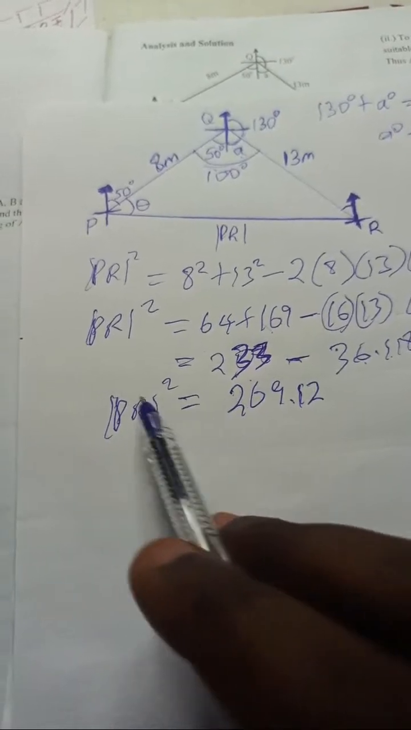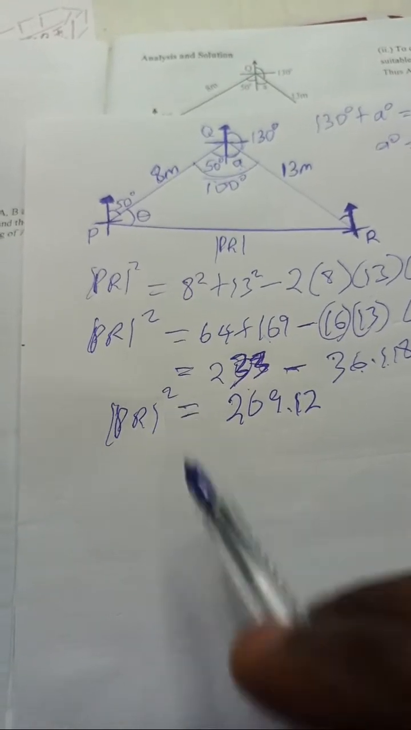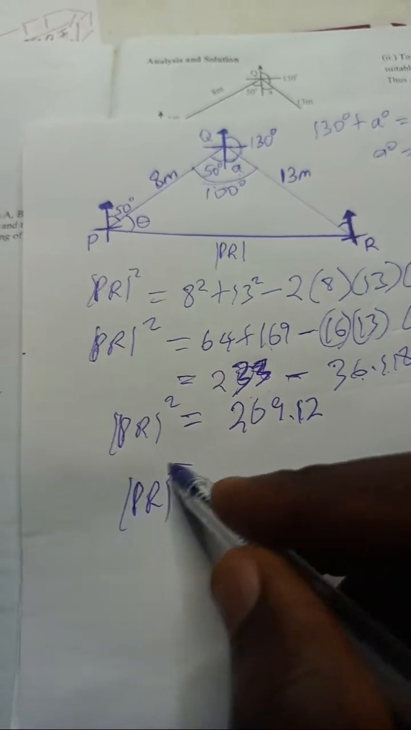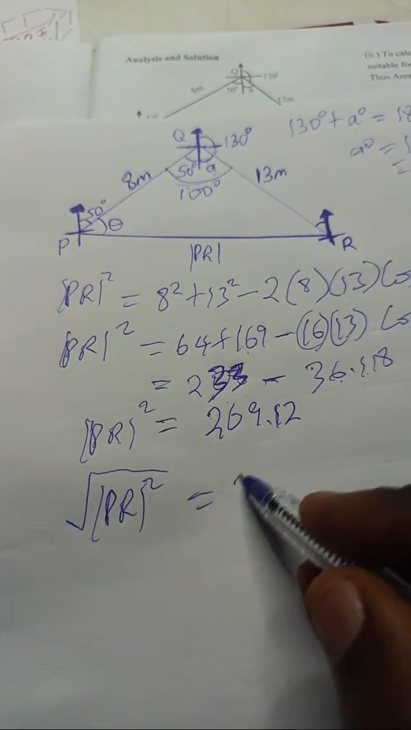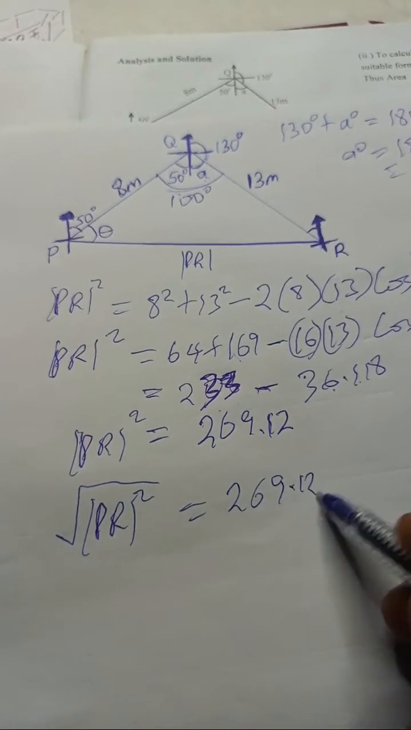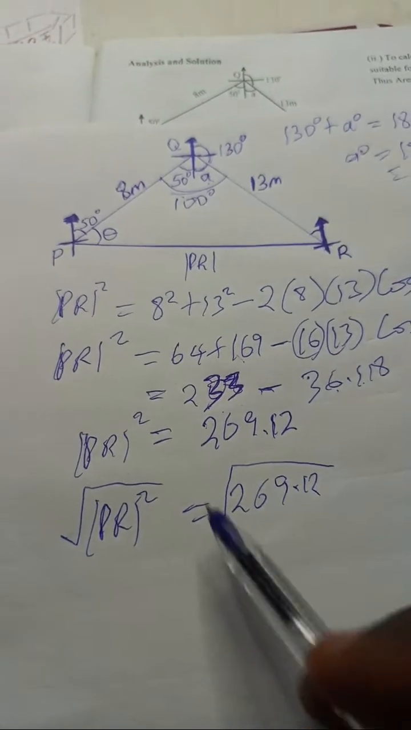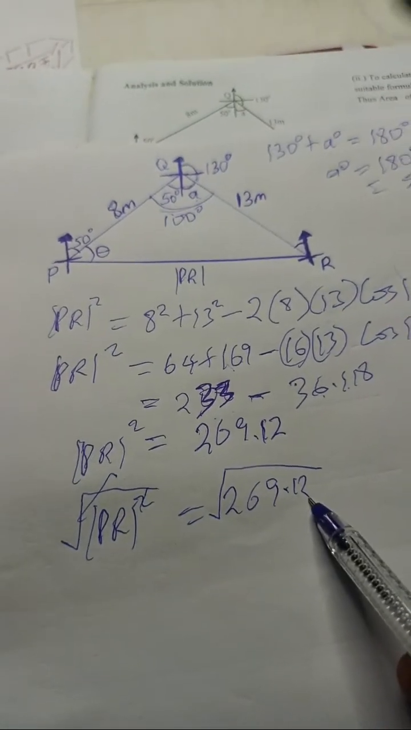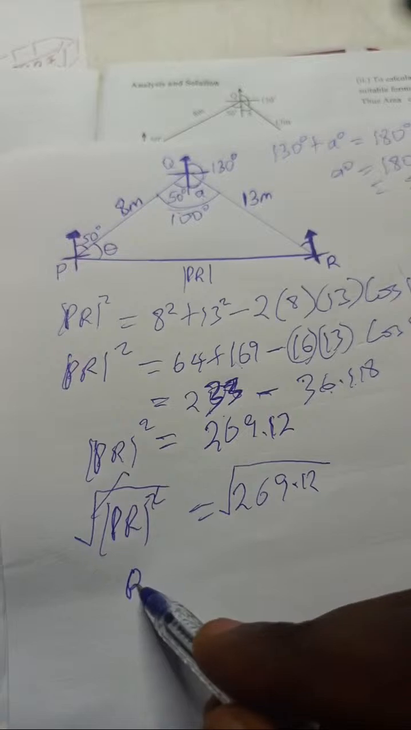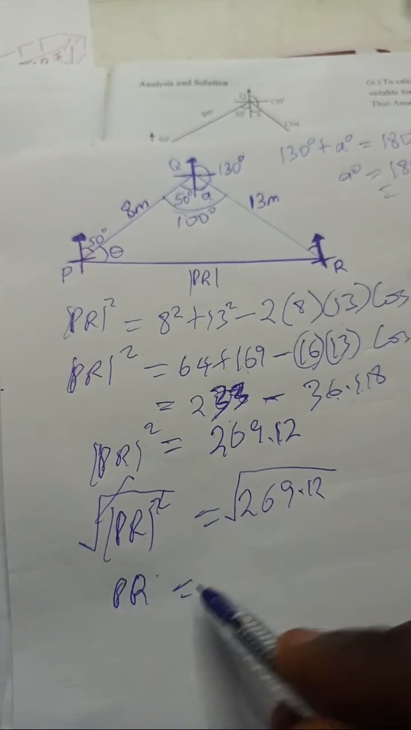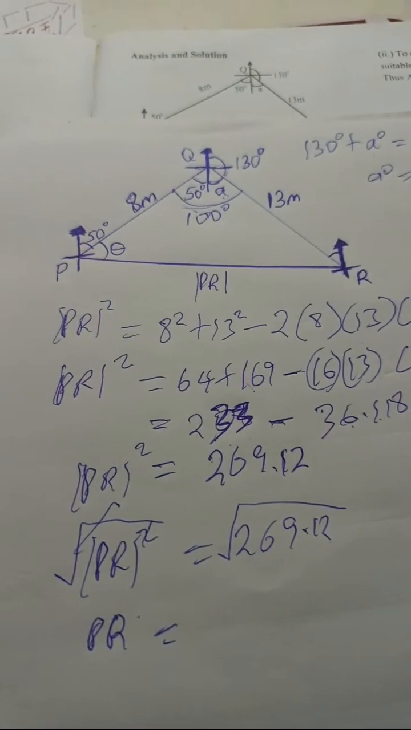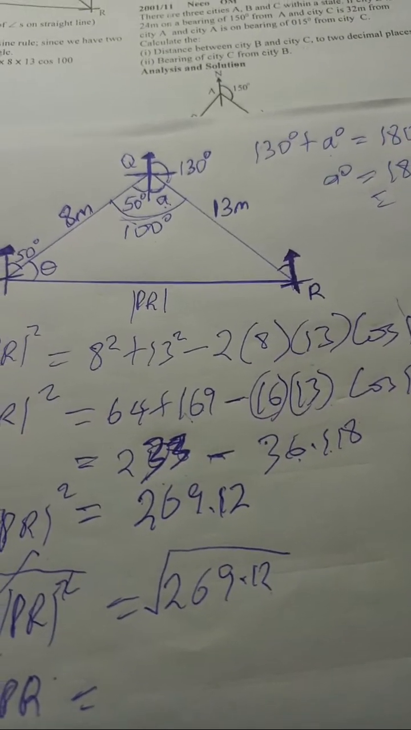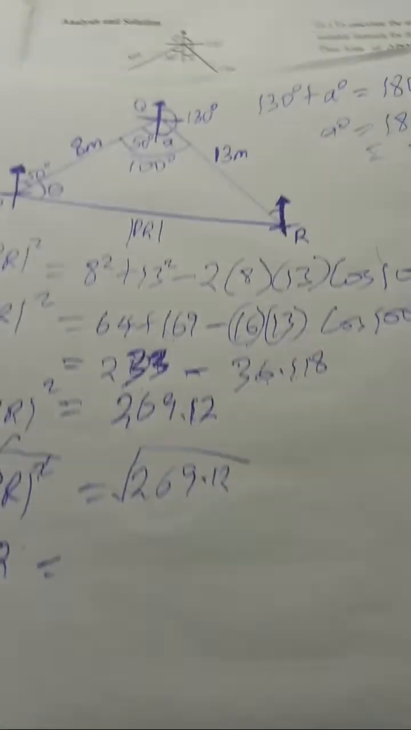I made a mistake, pardon. We have to find the square root, because the square root is what gets it away. So we take the square root of both sides. The square root cancels this square, and we are left with this. So it means our PR will be the square root of 269.12, and that will give us 16.40.